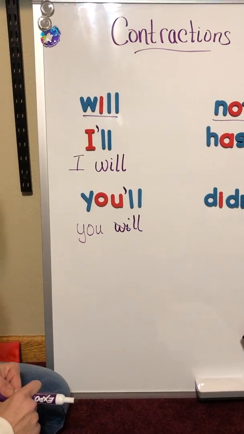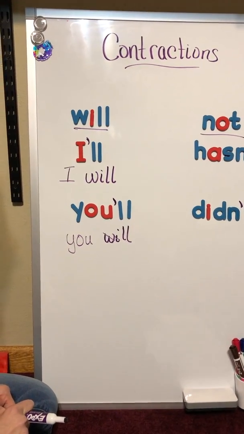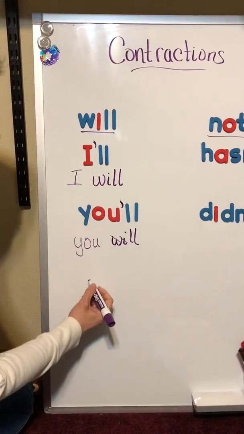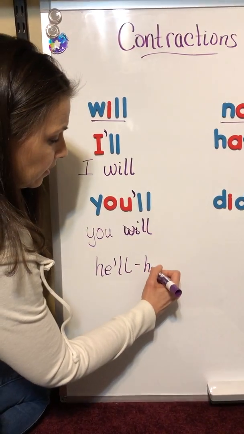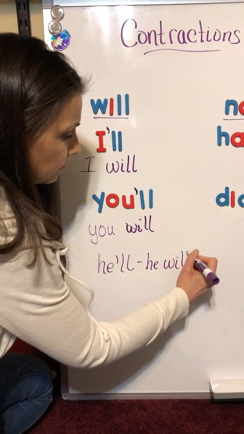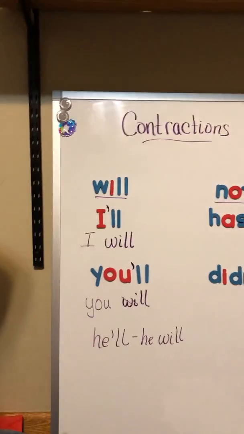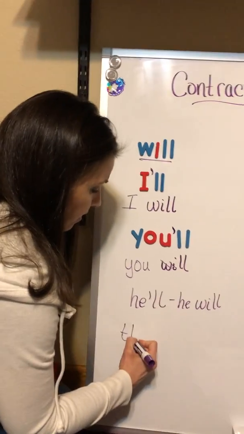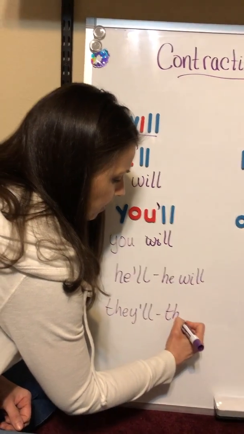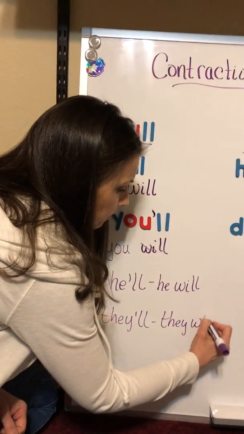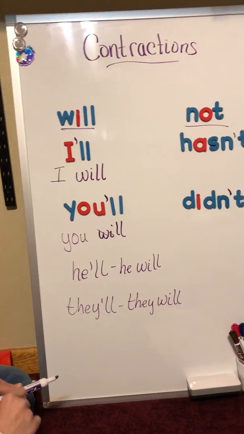So let's think of some more contractions that will use the word will. Can you think of any? One that comes to my mind is he'll, which is he will. He'll go home on the bus after school today. Another one I can think of is they'll, or they will. They'll swing on the swing set after school.